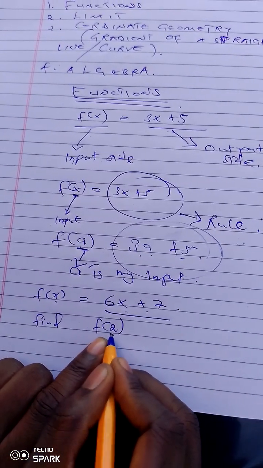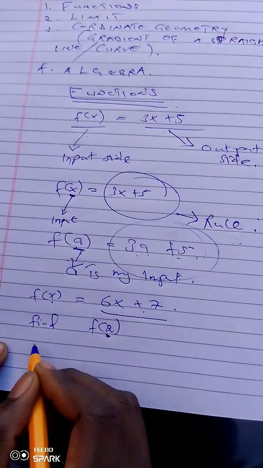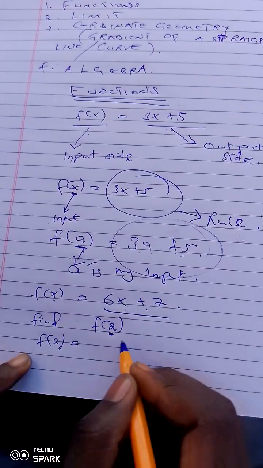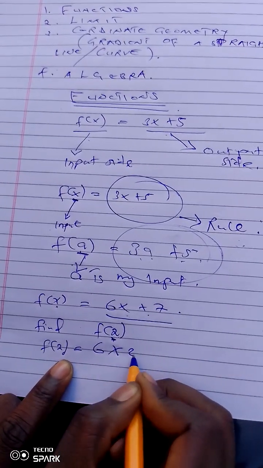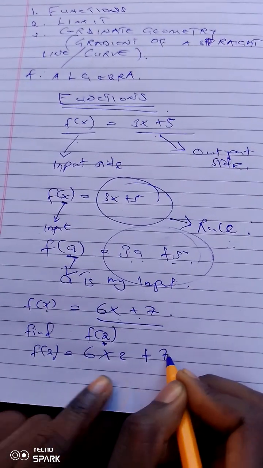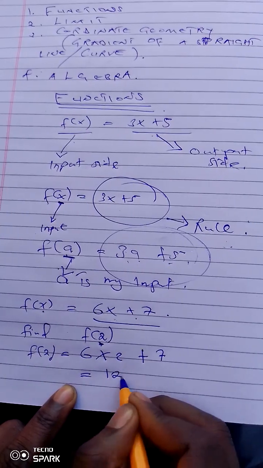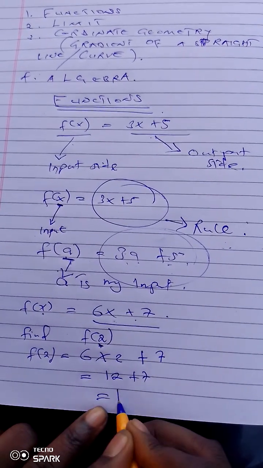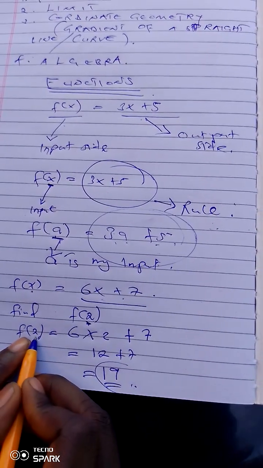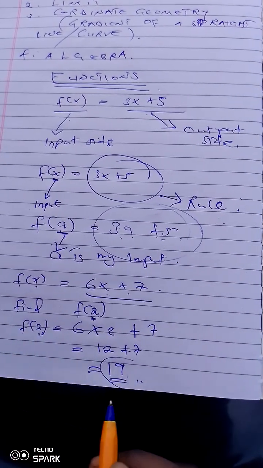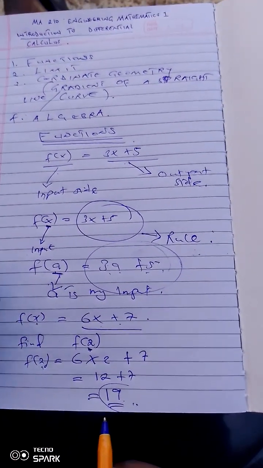Then from there, if you are told to find f of 2, this means that my input is what? It's not x now, but my input is 2. So f of 2 is equal to, the rule is saying multiply the input by 6, then add what? 7. Here I'm getting 12 plus 7, I'm getting 19. So that my output is 19. If I have my input as 2, my output is what? 19. Okay?